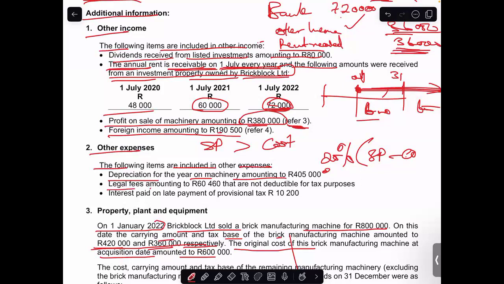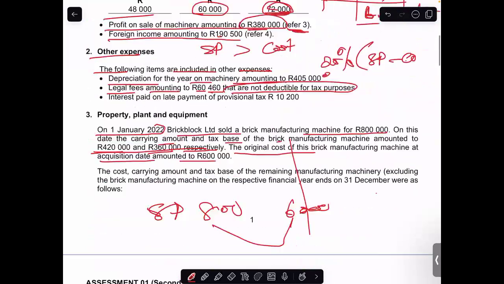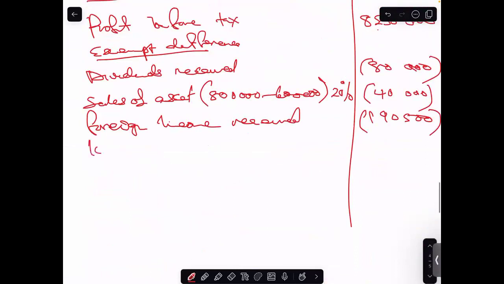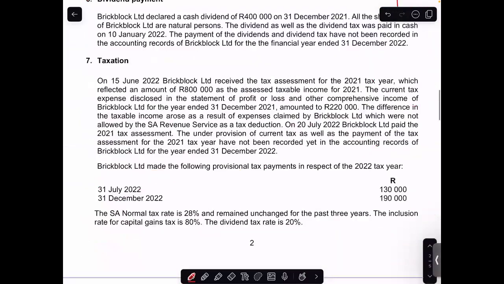Legal fees amounting to 60,460 that are not deductible for tax purposes. They are saying they are not deductible for tax purposes, but in accounting, we deducted them. Let's add them back. Legal fees, 6,400. Why are we adding them back? They are not deductible. So we add them back. Right, then we continue.